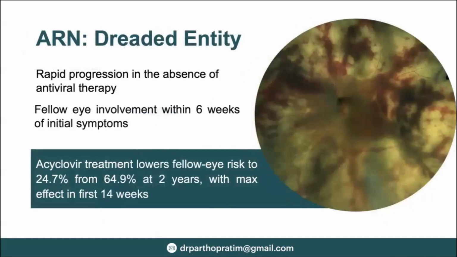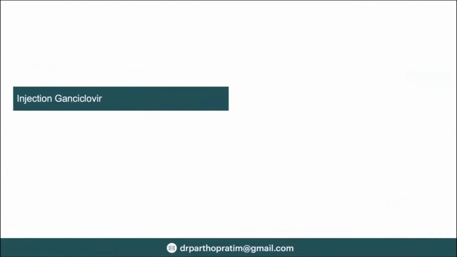Now, one important point to take from this lecture is that acute retinal necrosis is a dreaded entity, and if you are not treating with systemic treatment, the fellow eye involvement can happen as early as 6 weeks, and it can be a potentially blinding condition. So, acyclovir or valacyclovir treatment lowers the fellow eye risk from 64% to 24.7% at 2 years. So this is a very important point. The treatment with systemic antivirals is very important.